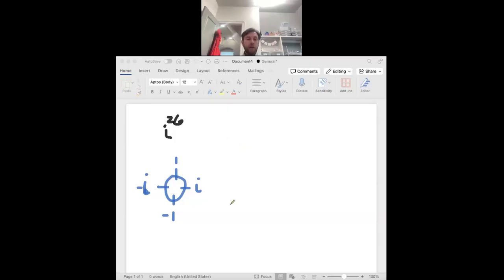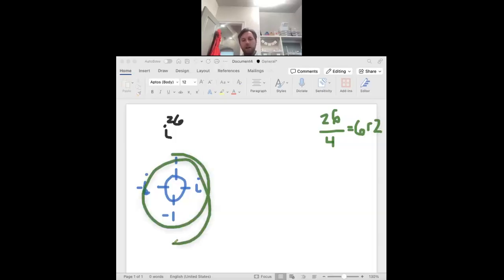On a scratch sheet of paper, you take the 26 and divide it by 4. And that gives you what? It gives us 6, remainder 2. So that means we go around the clock 6 times: 1, 2, 3, 4, 5, 6.